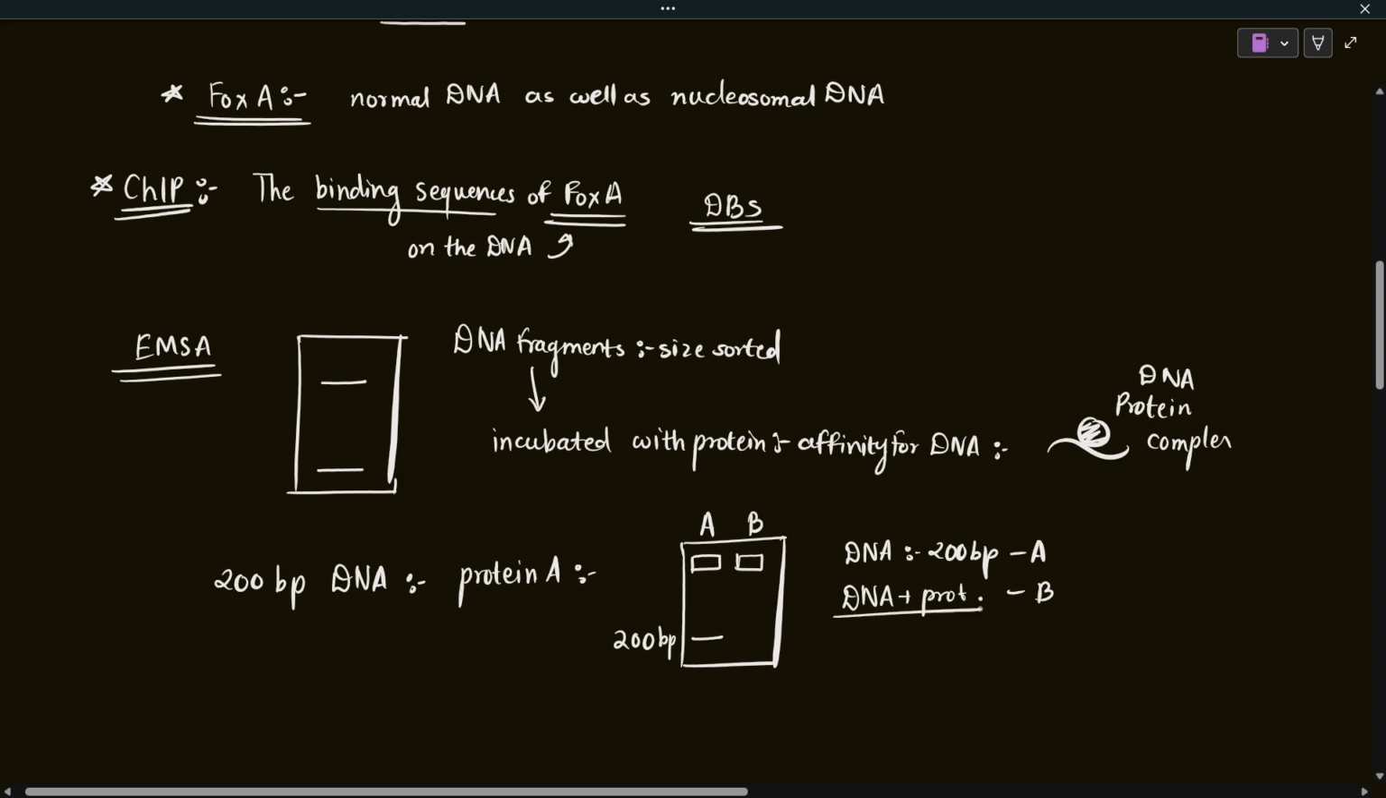So what is observed is that this is the 200 base pair fragment. When DNA is incubated with protein, the band will be shifted upwards. So there's a shift in the band. That's why these types of assays are known as electromobility shift assays, electrophoretic mobility shift assays.